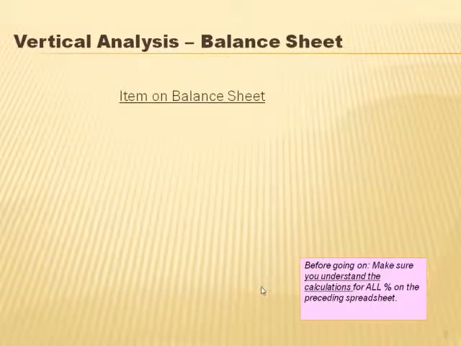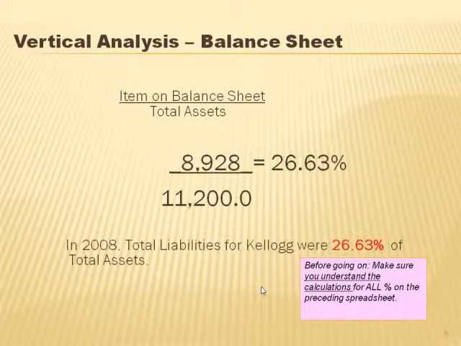All right. Again, reviewing these calculations. Total liabilities for Kellogg were 26.63% of total assets in 2008. Be sure you understand all of those calculations, both for horizontal and for vertical analysis. The bigger and probably the more challenging part of financial analysis is the written part too. So go back and review how I wrote these analyses and remember to add in a paper or a test situation evidence, numbers, and percentages.